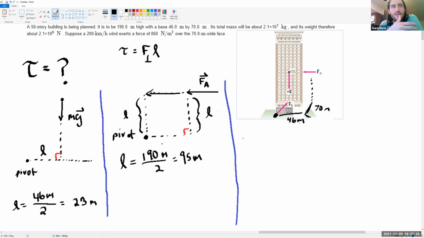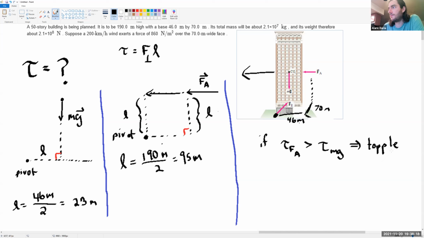Number two, how are we going to determine if the building topples or remains stable? Well, look at the figure. If the building is going to topple, then there's got to be a really large force on it to knock it over, right? So if the torque due to FA is bigger than the torque due to MG, then this thing is going to topple over. It's going to get knocked down. The building is going to collapse.